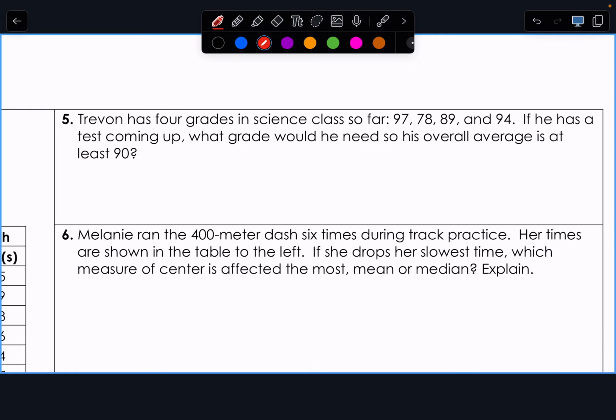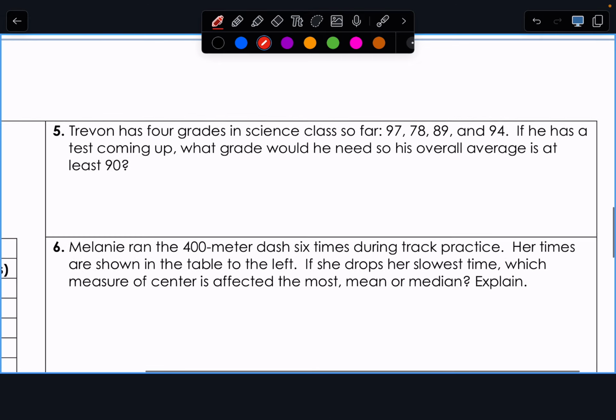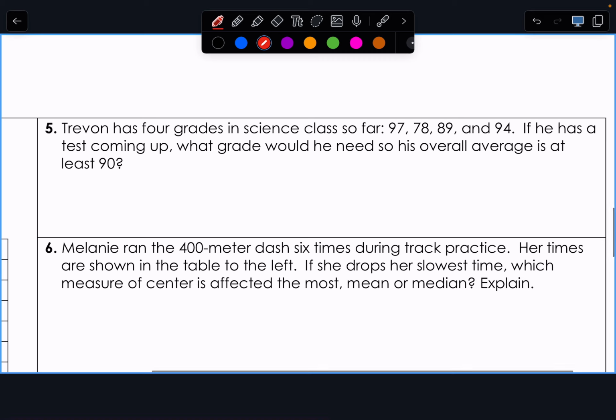Trevin has 4 grades in his science class so far: 97, 78, 89, and 94. He has a test coming up. What grade would he need so that his overall average is at least 90? I want you to see if you can talk about this at your table and figure it out. I'll give you like 2 minutes to see what you can come up with.